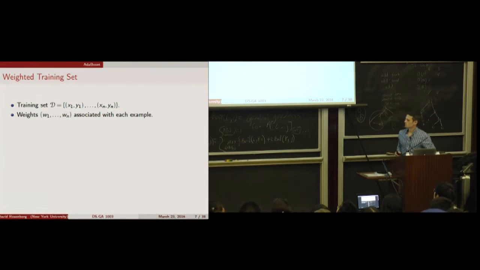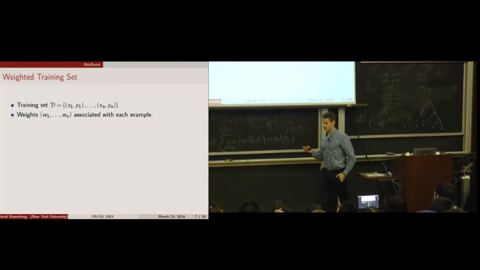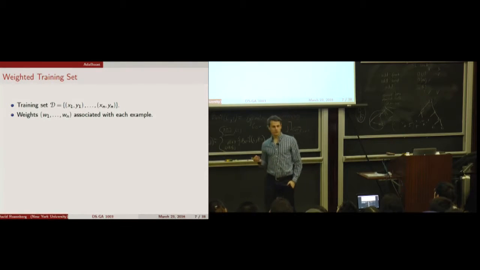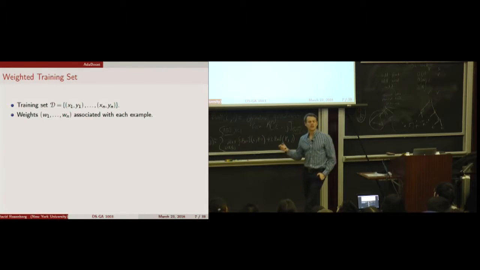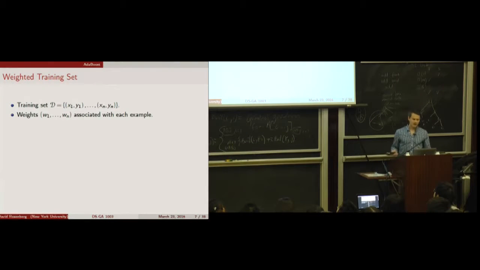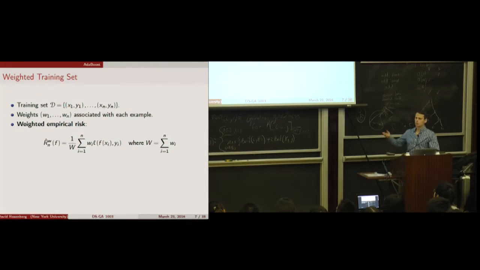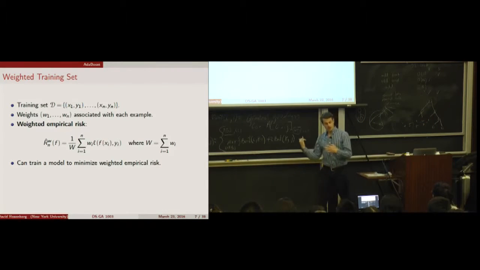Okay, so one thing that we'll need is this notion of a weighted training set. This is where every item of the training set has a non-negative real value associated with it, and we look to minimize a weighted empirical risk, the sum of the weighted loss functions. We talked about this last time. So rather than just the average of the loss on the data points, we have a weighted average. And we're going to need an algorithm that can choose a function from our hypothesis space that minimizes the weighted empirical risk.